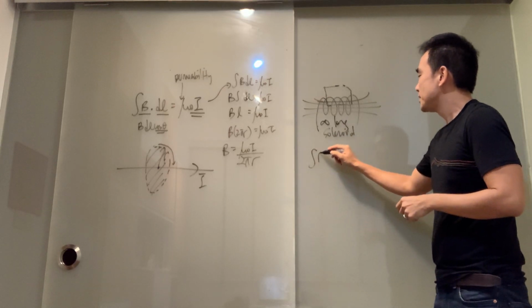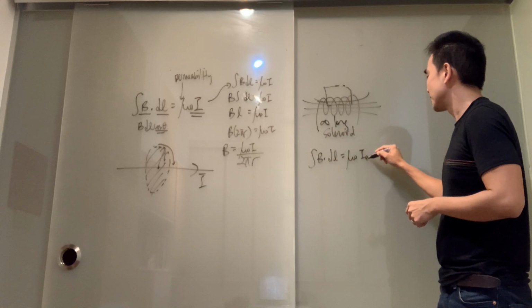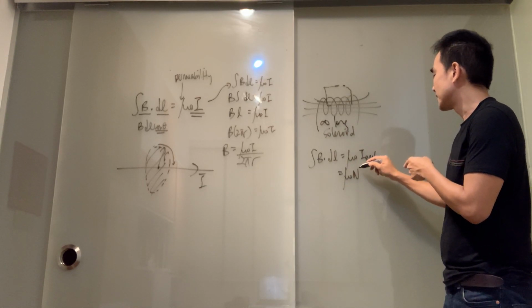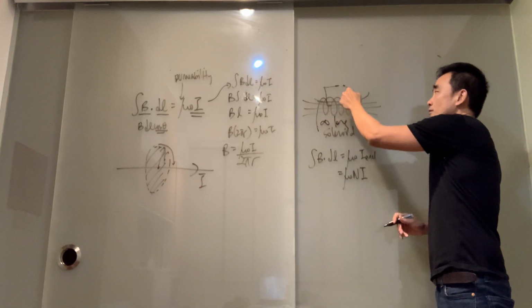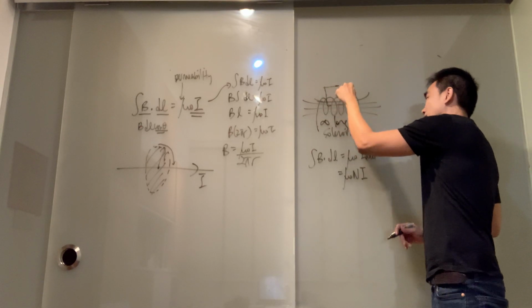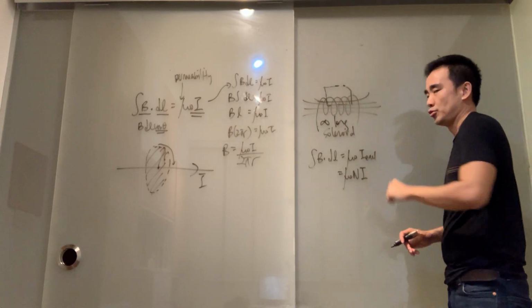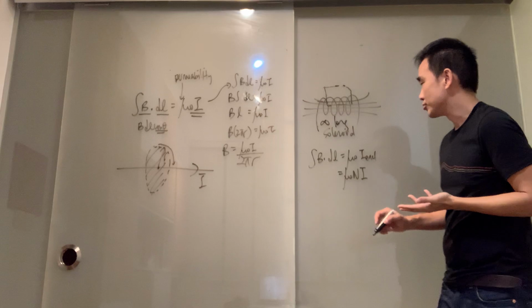Now if you take B dot dl equals mu naught I enclosed. Now this I enclosed will be n times the I that it encloses. So if this loop over here encloses 10 currents that pass through like this, it will be 10 times the current in each of the loops. So you actually multiply the number of turns that it encloses.